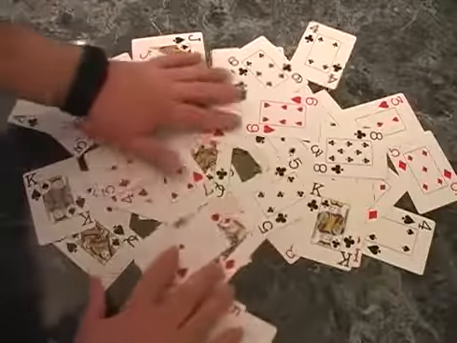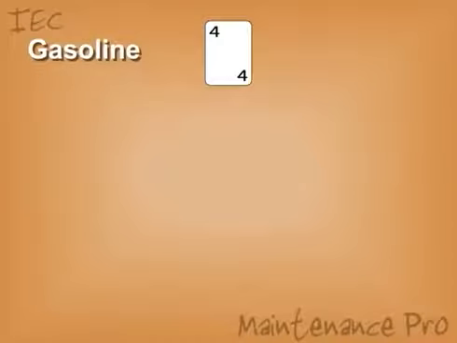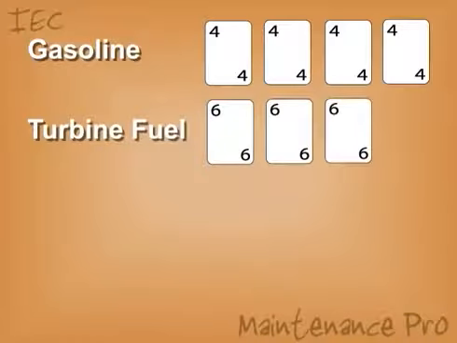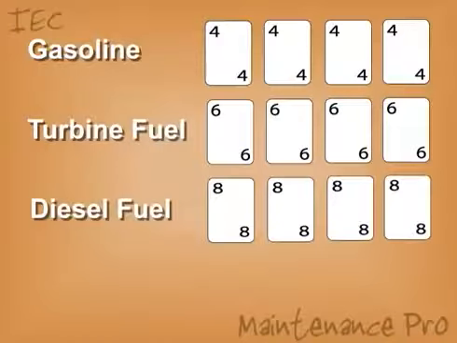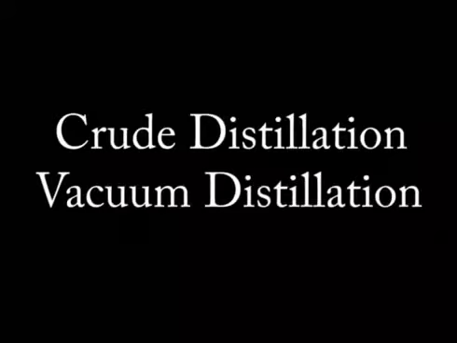Think of crude oil as a bunch of shuffled up playing cards. The gasoline is the 4s, the turbine fuel is the 6s. The diesel fuel is the 8s. And the fractions with the highest boiling ranges are the kings and queens. The separation takes place in fractionating columns. To separate all of them requires 2 stages: crude distillation and vacuum distillation.